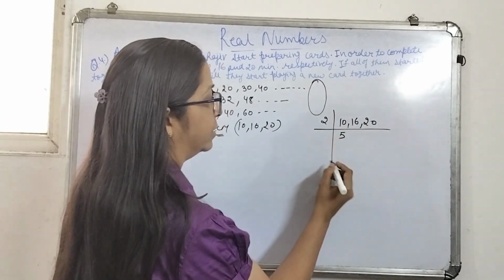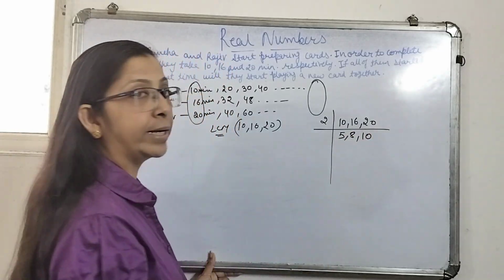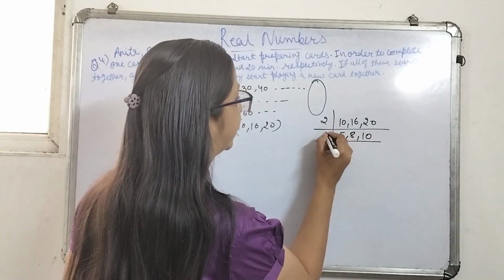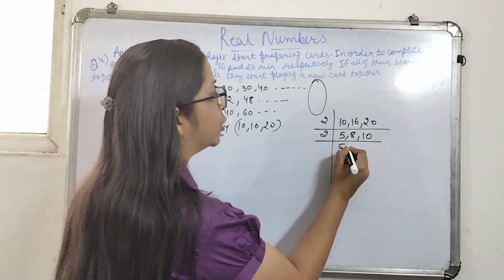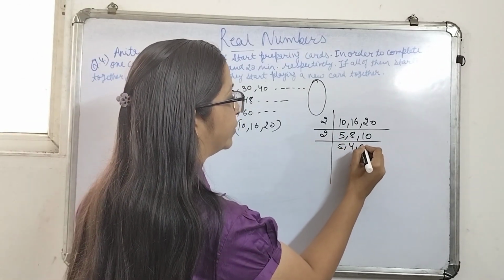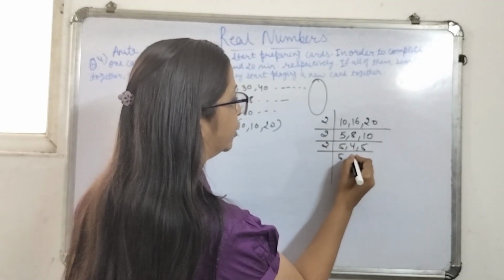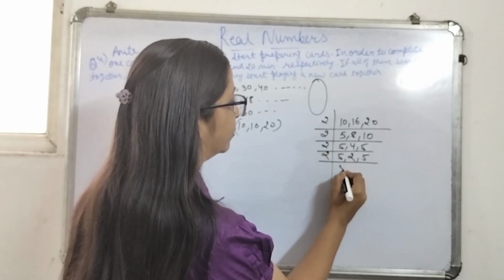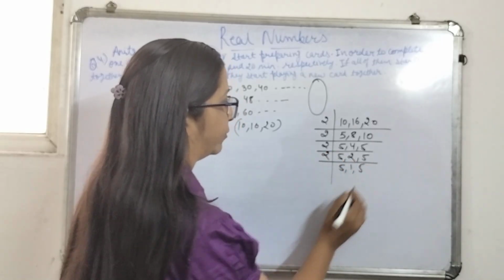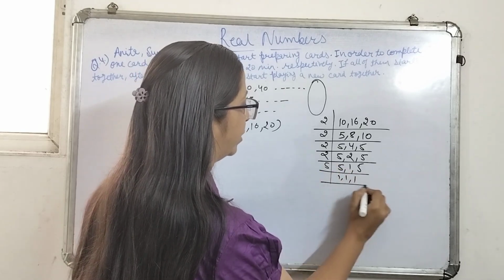2 5s are 10, 2 8s are 16, 2 10s are 20. Then again by 2: 5 is not divisible, so we will keep it as it is. 2 4s are 8, 2 5s are 10. Then again by 2: 2 2s are 4, and then 5. Again by 2: 2, 1, 5. Now it will be divisible by 5: 1, 1 and 1.